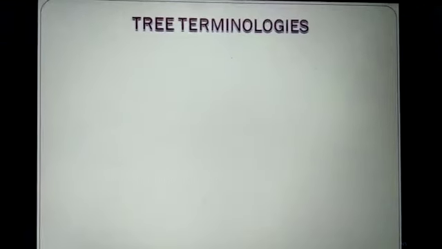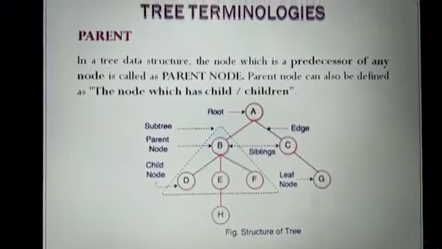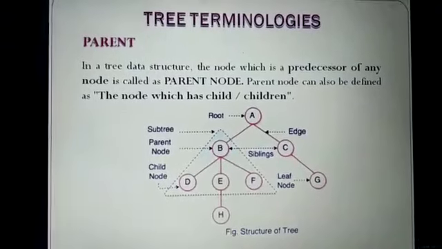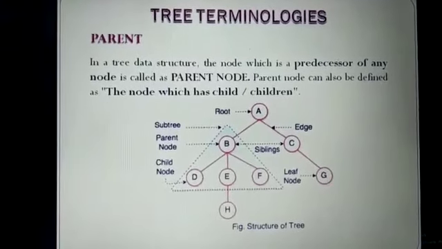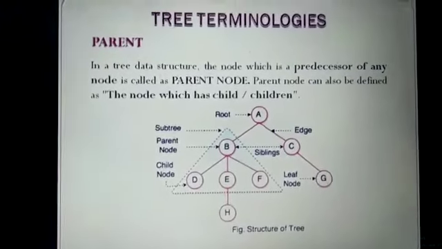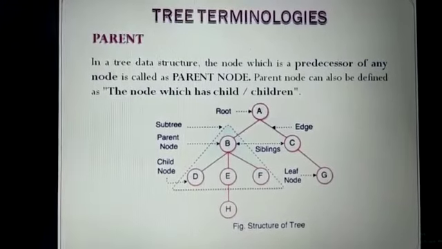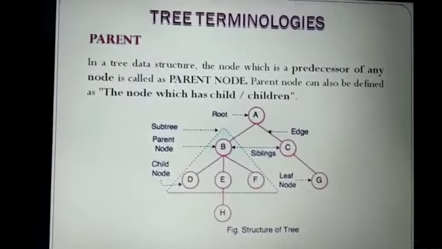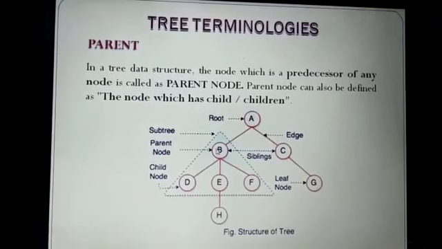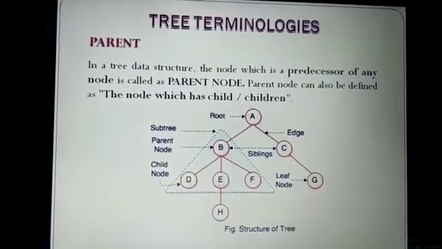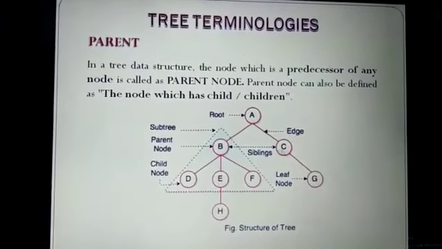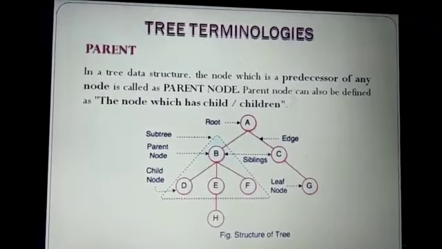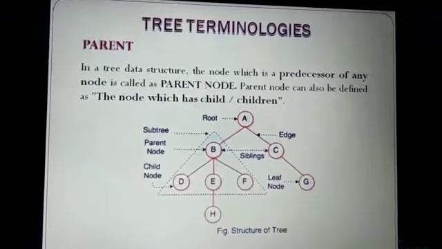Okay, the next terminology is parent. In a tree data structure, the node which is a predecessor of any node is called a parent node. A parent node can also be defined as the node which has a child or children. In this example, A is the parent of B and C, B is the parent of D, E, F, E is the parent of H, and C is the parent of G. The node which has a child or children, or is a predecessor of any node, is called a parent node.